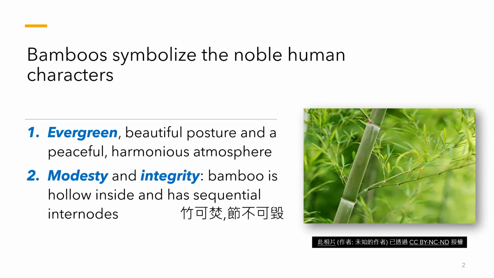There's a Chinese saying, goes like this, 竹可焚，节不可毁. I always think this is very beautiful. Bamboos can be burned to ashes, but their nodes can never be destroyed. So the characteristic of bamboo's nodes implies that a person who keeps to his moral principles will never give up maintaining his moral integrity, even at the cost of his life. Even when he is burned to ashes, he still sticks to his moral principles.